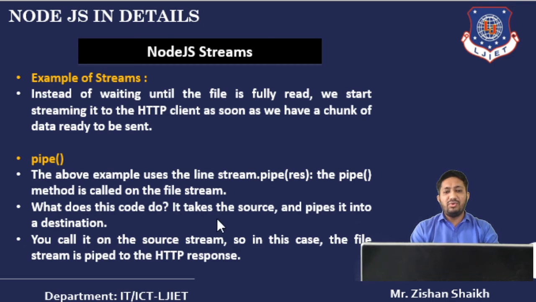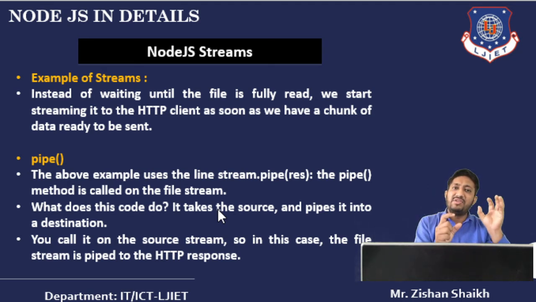So what does that code do? It takes the source and pipes it into the destination. Simply, it creates one connection between client and server, like a normal pipe in a real-world scenario. The data which is available is directly sent to the client. So instead of loading into the memory, our stream is connected between source and destination. The data which is read by your server is put into the pipe and sent to the client. So it takes less time as compared to our normal readFile. That's why it is called time efficient and memory efficient.